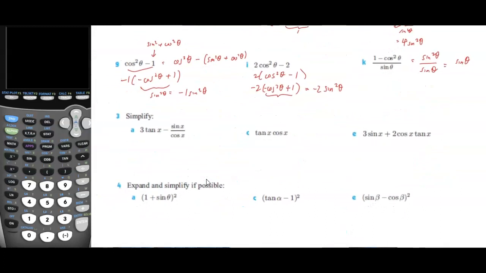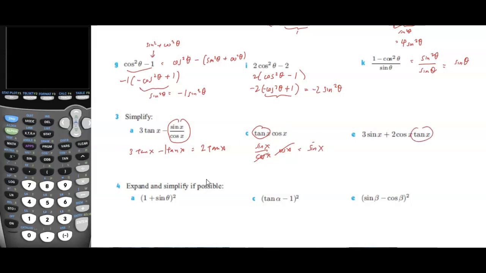Number 3, so I have 3 tan x minus sine x cosine x. Remember, sine x cosine x is equal to tan x. So now I have 3 tan x minus tan x. That would be the same as 3 tan x minus 1 tan x, so that would be 2 tan x. Tan x times cosine x. Remember, tan x is equal to sine x divided by cosine x, so I could cancel out the cosine x and end up with just sine x.